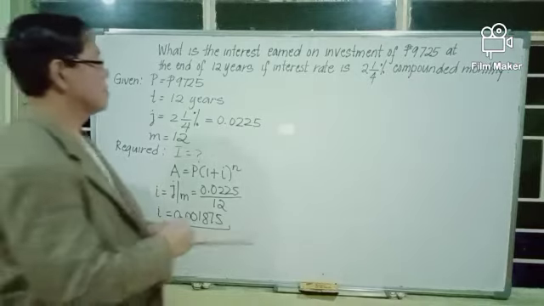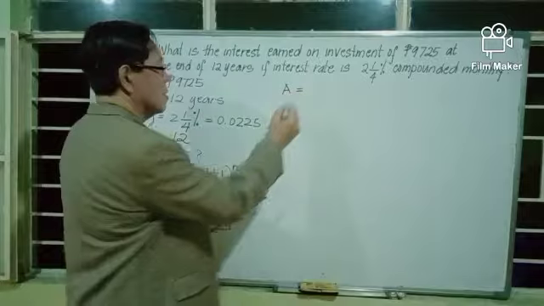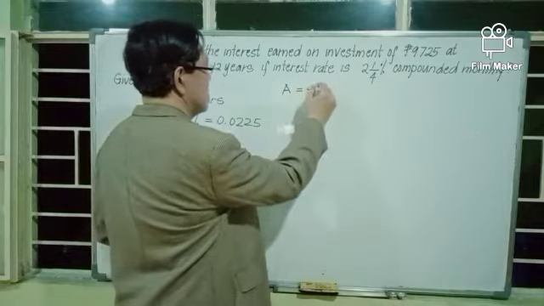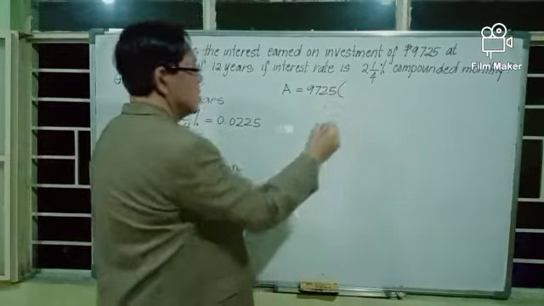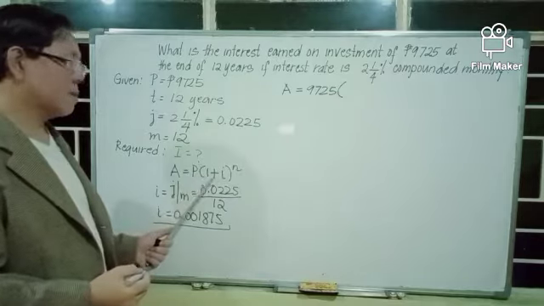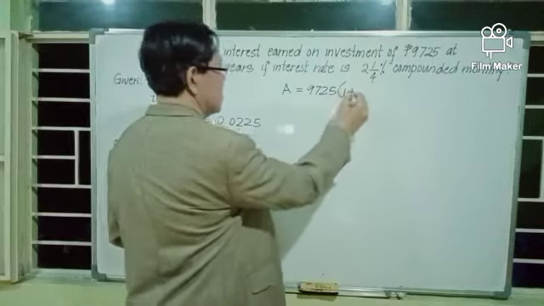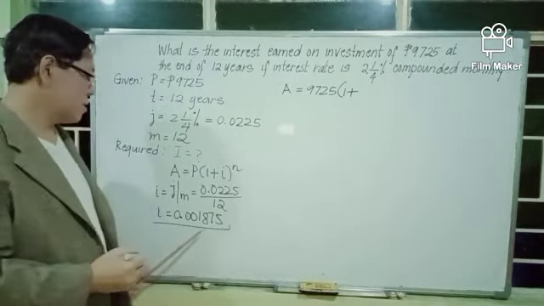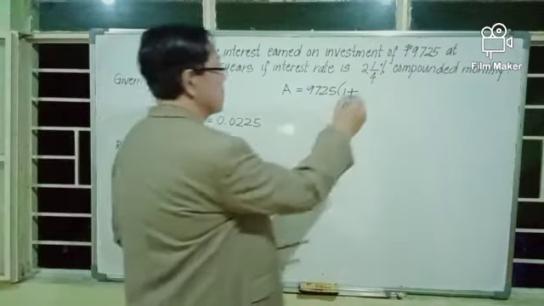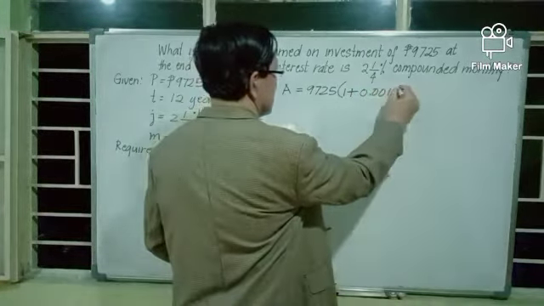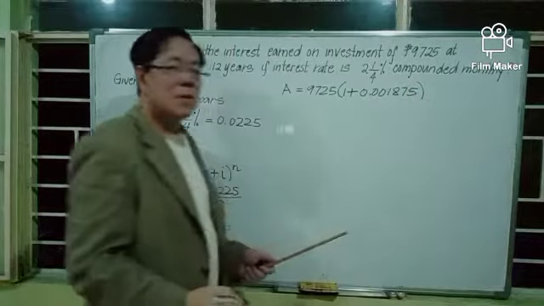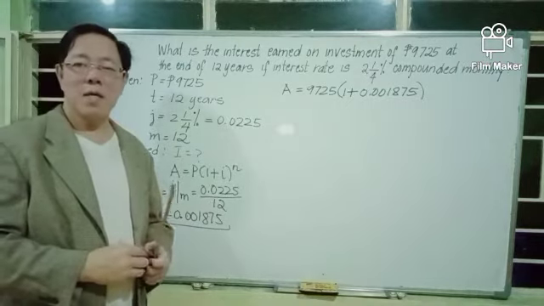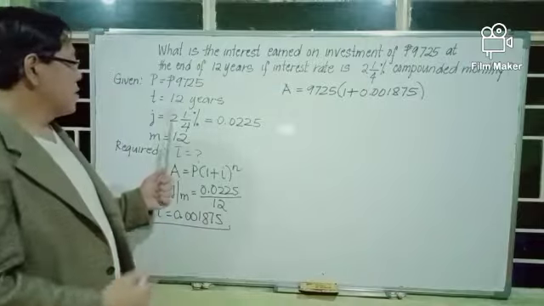We have A equals the principal 9,725 times quantity 1 plus i. Take all the decimal numbers, do not round off yet. 0.001875 to the power n. And we have to compute n, the total number of interest conversion periods for 12 years.